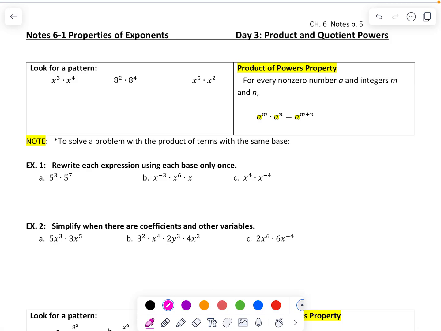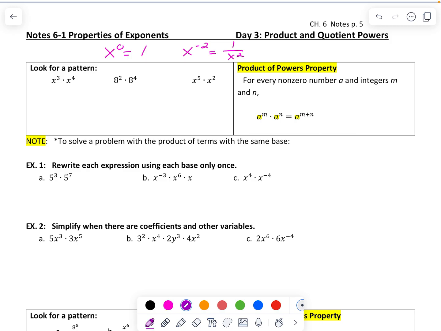All right, welcome to day 3 of exponents. Today we're going to learn some more properties of exponents. Yesterday we did scientific notation. Remember, we have basically 2 properties in our toolbox right now. That is, anything to the 0 power is 1, and negative exponents go into the denominator and become positive.